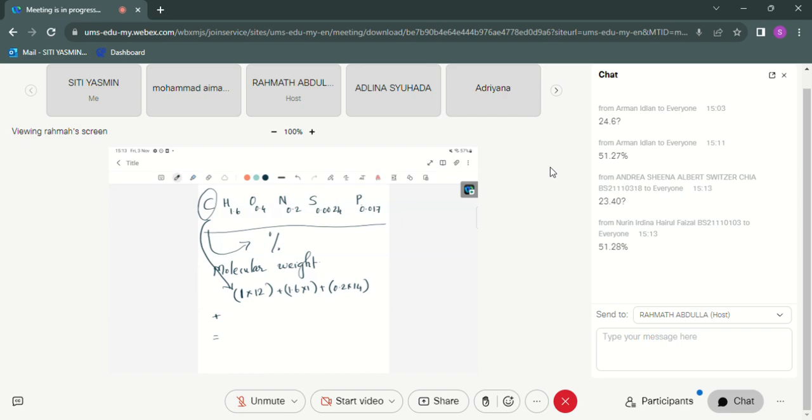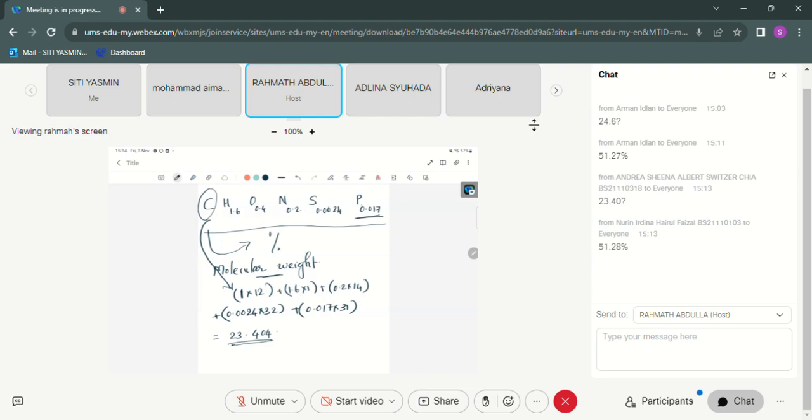Okay, so if you go this way, then we have 0.2. Then we have sulfur, 0.0024 times the molecular weight of sulfur, given as 32, right? Plus, and then we have phosphorus here, 0.017 times the molecular weight given, 31. So all this, when you calculate, you should get 23.404. Now, this is not the final answer, okay? This is only the molecular weight of the yeast species here. You got it, all of you?